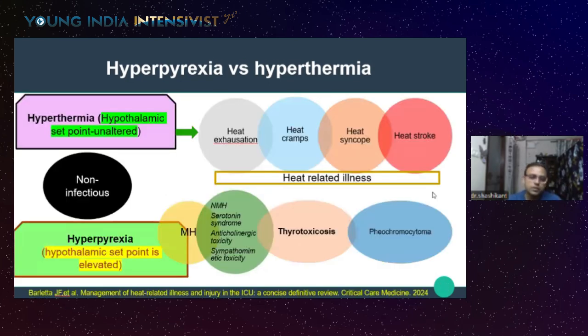Now let us have a look at hypothermia and hyperpyrexia in detail. The first important point is both of these entities are usually non-infectious in origin. If you look at hypothermia, there is a spectrum of illness called heat-related illness. That can be as simple as heat exhaustion, cramps, heat syncope, and in the most serious form, it can be heat stroke. In hyperpyrexia, there are different entities like drug-induced categories, which include malignant hypothermia, neuroleptic malignant syndrome, serotonin syndrome, and anticholinergic toxicity, sympathomimetic toxicity, thyrotoxicosis, and the pheochromocytoma.